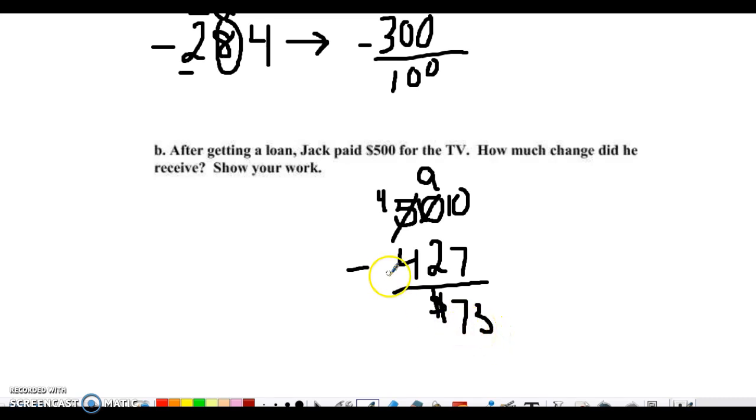And that's the back half of our estimation study guide. I hope this helps as we get ready for our estimation test.